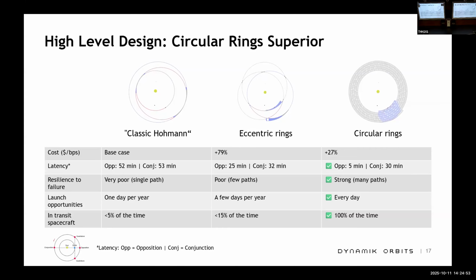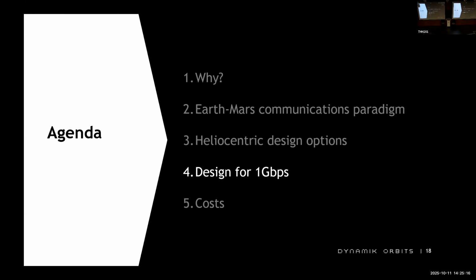But the circular rings, on the other hand, always have a satellite near your spacecraft, so your spacecraft will always have internet access. It's great for launch opportunities. It's great for resilience to failure. If you lose 2 megabits per second on one satellite, you still have all the other satellites contributing to the network. And the latency is always the best possible. So from here, we're going to look at circular rings only.